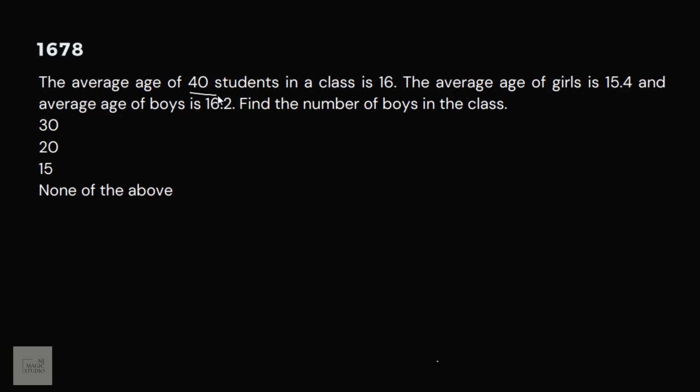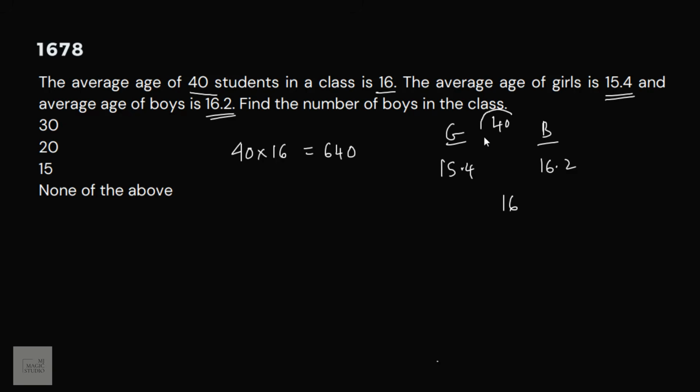The average age of 40 students is 16. That means total age is 40 into 16, that is 640. The average age of girls is 15.4 and of boys is 16.2. Girls, boys, we can use the butterfly diagram again. Girls 15.4, boys 16.2 and overall is 16, and we have got 40 students in the class. Difference between 16 and 16.2 is 0.2 and the other distance is 0.6. So the ratio is 1:3.